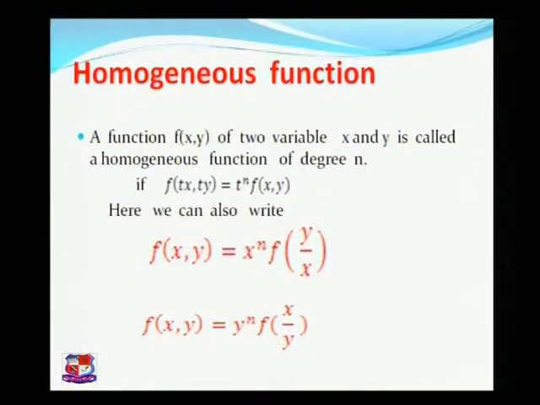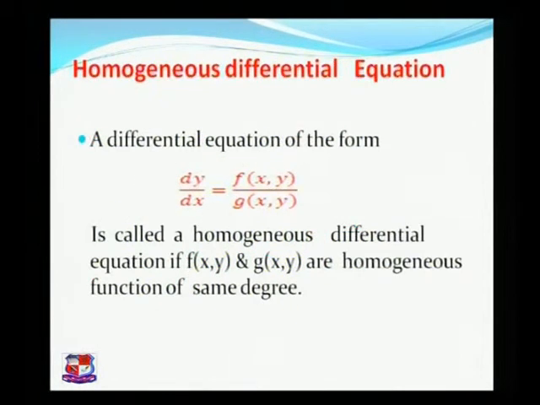We can also write, if the function is a homogeneous function of degree n, then f of x, y can be written as x raised to n times f of y by x, or we can also write f of x, y is equal to y raised to n times f of x by y. So f of x, y equals x raised to n f of y by x holds when the function is homogeneous of degree n. So now I am quickly moving to the homogeneous differential equation.